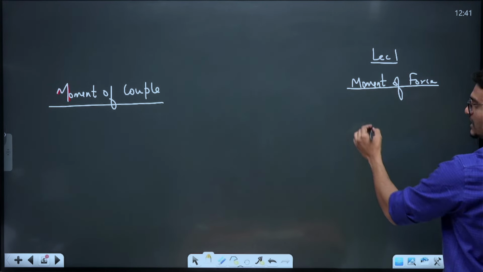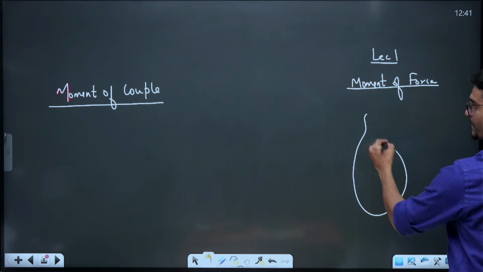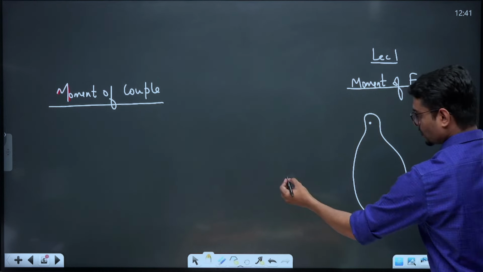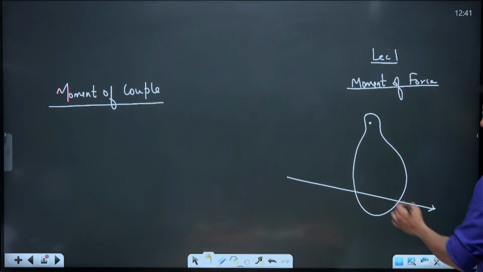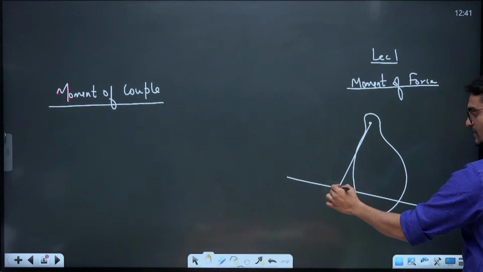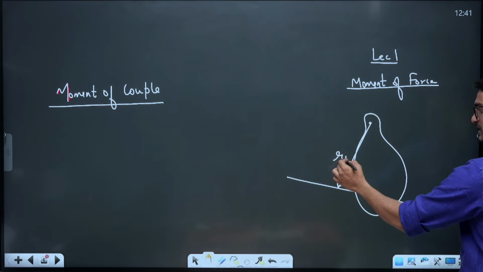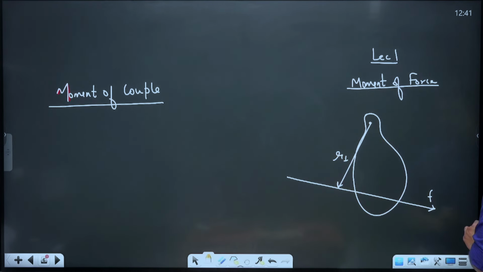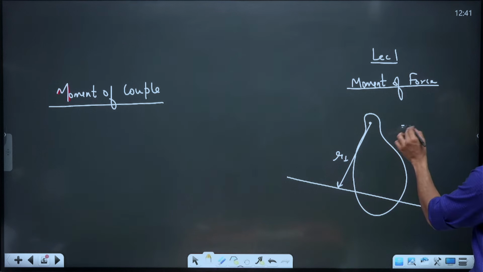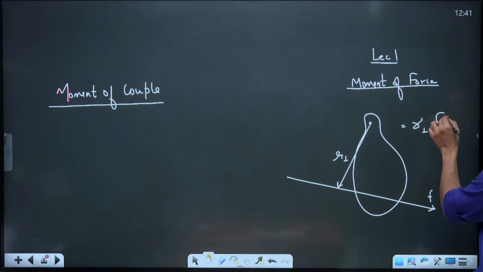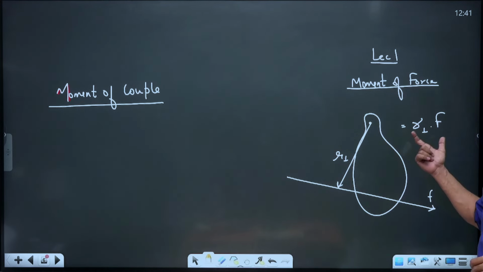And it was like, if this is the body and you are applying a force here, then you need a perpendicular distance. This is the perpendicular distance and this is the force. So the moment of force is perpendicular distance into force. This is what we have studied in lecture 1.